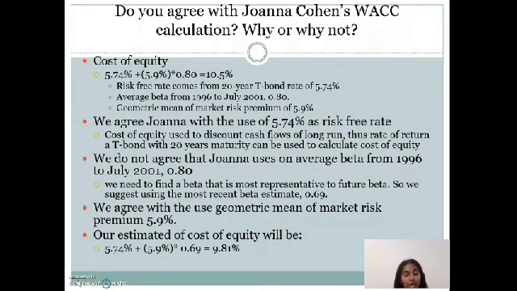the cost of equity. But we do not agree with Johanna's use of the average beta from 1996 to July 2001, which is 0.8, because we need to find a beta that is most representative of future beta. So we suggest using the most recent beta estimate, which is 0.69. And we agree with the use of the geometric mean of market risk premium of 5.9%. So our estimate of cost of equity will be 9.81%.